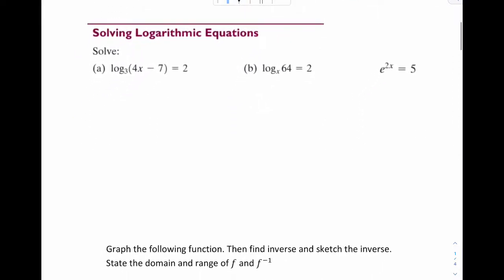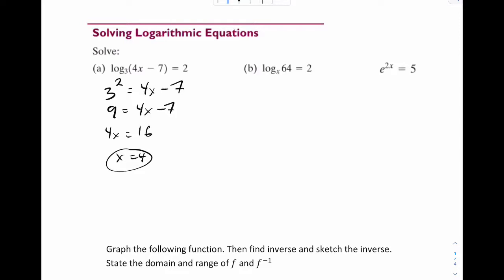So let's try our first example. Notice how you're in log form here. So the goal for this is you want to get rid of the log, and for now the only way you can really do that is to convert to exponential form. So 3 to the second equals 4x minus 7. So 9 is equal to 4x minus 7. 4x would equal 16, and x is equal to 4.